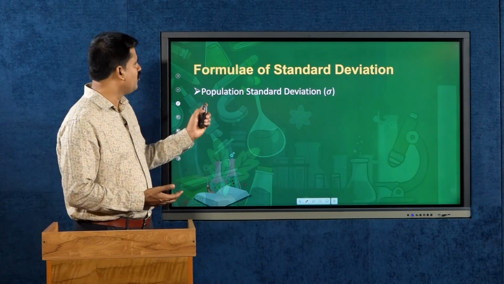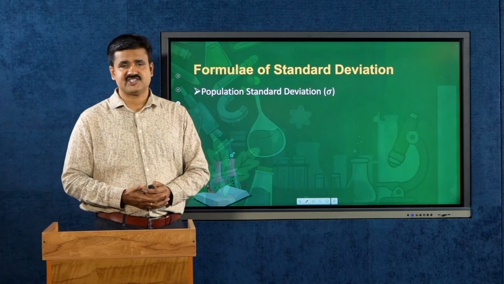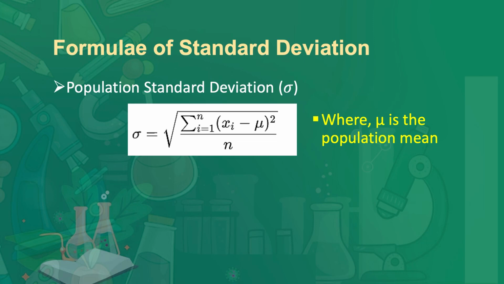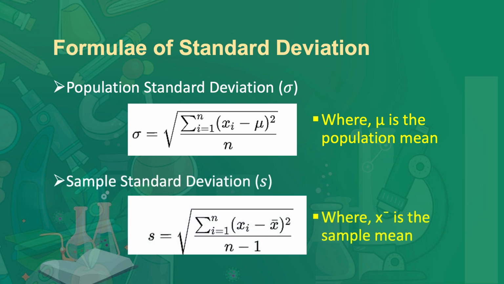First of all, the formula of the population standard deviation, that is sigma. Sigma can be calculated by the square root of the sum of xi minus mu squared, divided by n, where mu is known as the population mean, that is the mean of a set of measurements. The second one is the sample standard deviation, abbreviated as S. This is the expression for the sample standard deviation: the square root of the sum of xi minus x bar squared, divided by n minus 1.